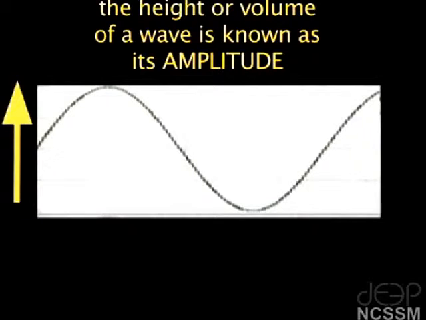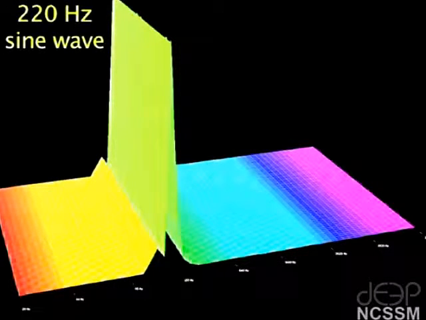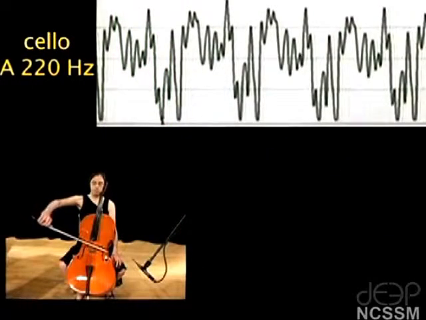This part of a wave will become very important as we look at the unique qualities of the waves generated by different instruments. If we look at this sine wave in 3D, we see that the only frequency that is represented is 220. There is no amplitude at any other frequency. Now, let's look at the wave that is generated by a cello.